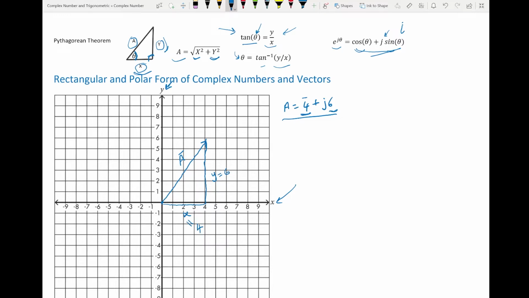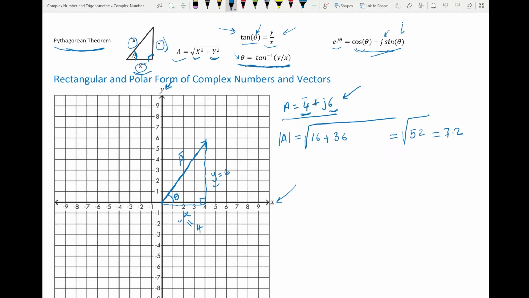Now if I want to express this complex number in the polar form, then I will use the Pythagorean theorem. So I need to find the length of this vector A. So that's the magnitude of the complex number. So that will be the square root, since this is 90 degrees, of x squared, so that's 4 squared will be 16, plus y squared, so 6 squared, that would be 36. And this number should come up 52, and that will be 7.2. Now, if I need to find the angle here, theta, then I will be using this property.